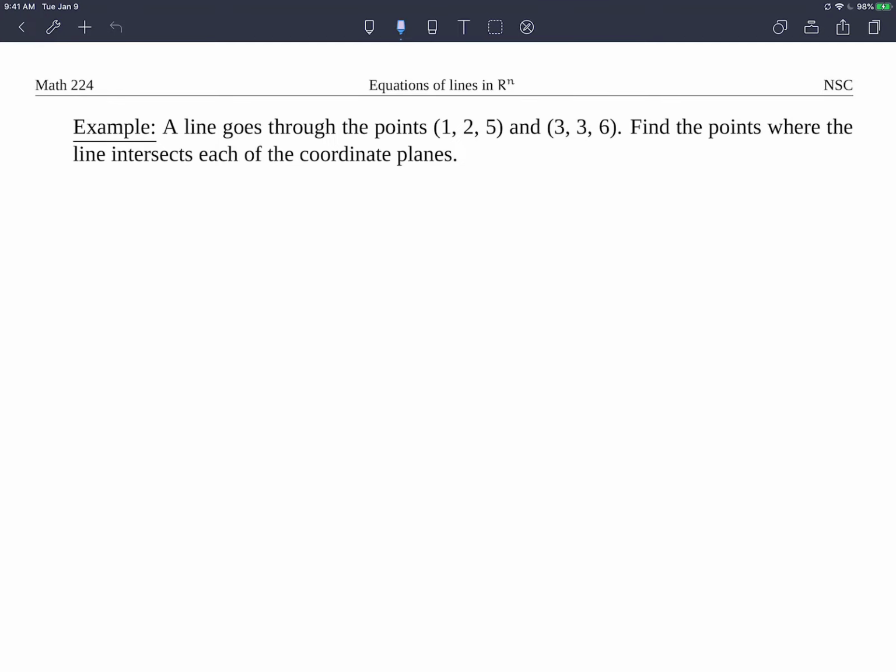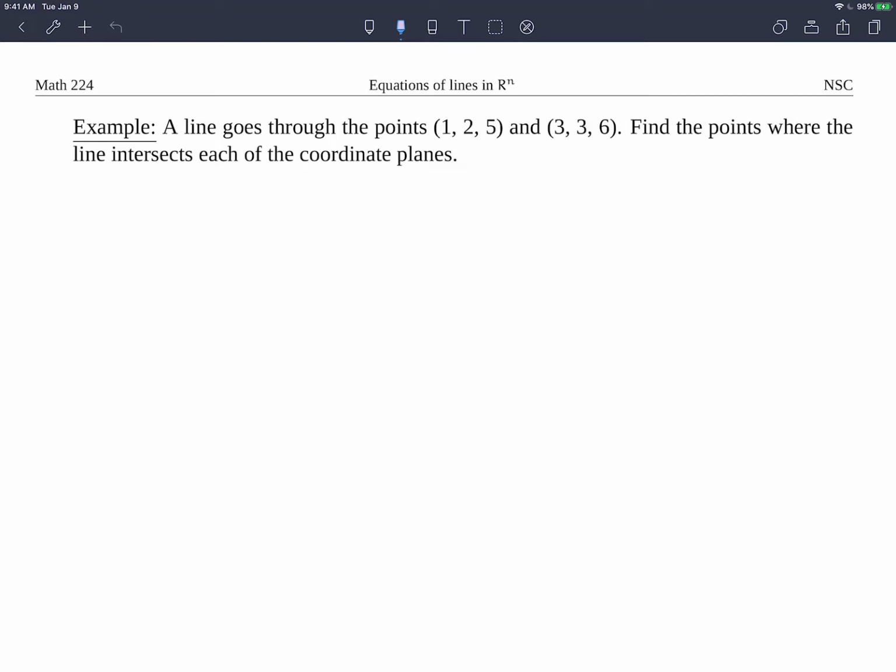So in this video, we're going to find the equation of a line that goes through 2 points, and then find the points where this line intersects each of the coordinate planes. So that means the planes z equals 0, which is the xy plane, x equals 0, and y equals 0. So 3 different planes. We'll show a picture of those in a bit.